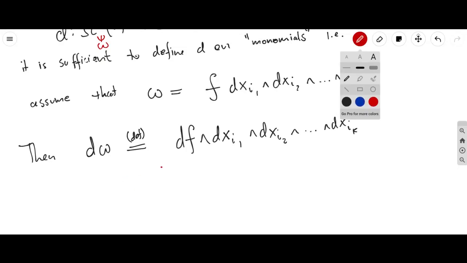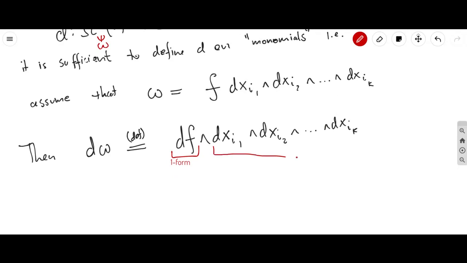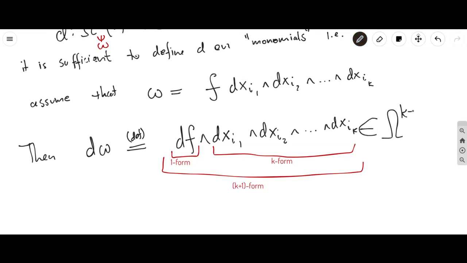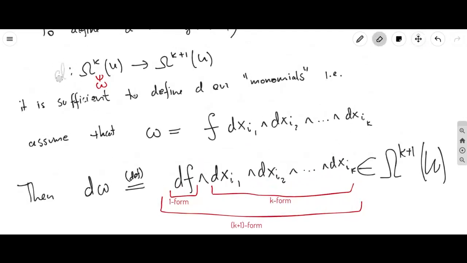Whatever this is, now it's a one form, and this is a k form. So in total, the number of differentials you have makes this a k plus 1 form. So we're getting something that belongs to k plus 1 forms defined on U. And that's our exterior derivative operator. It takes us from a k form to a k plus 1 form. So that's how it's defined.